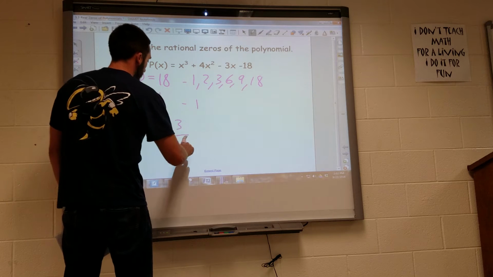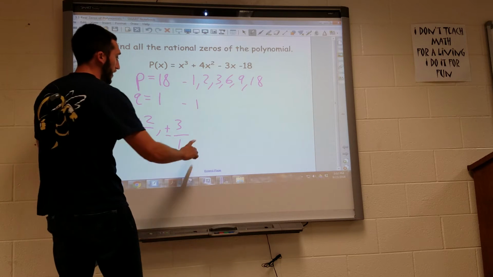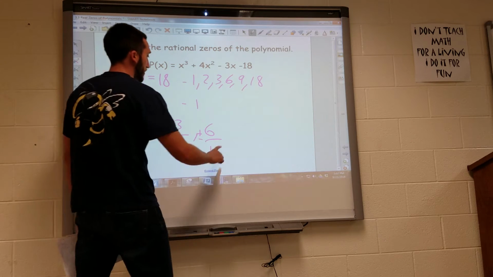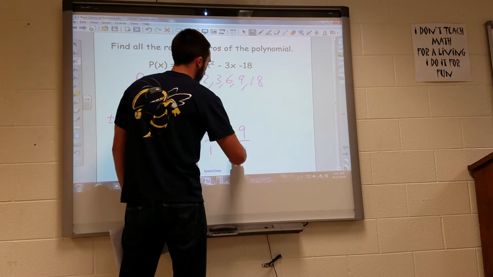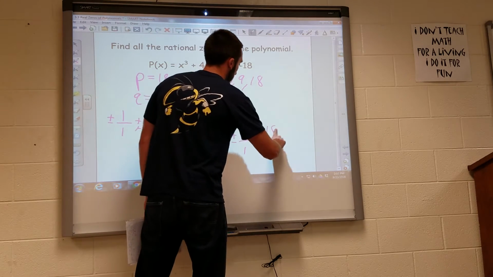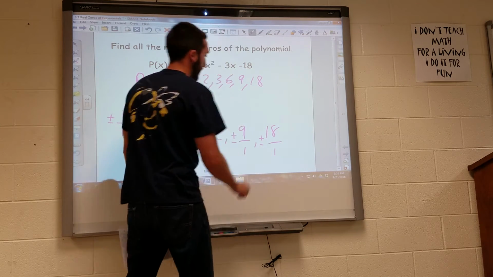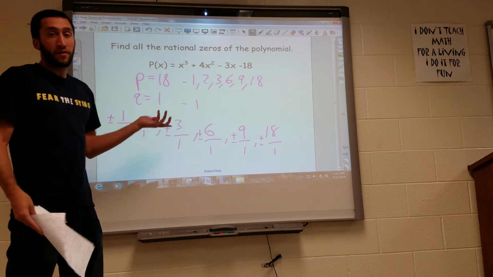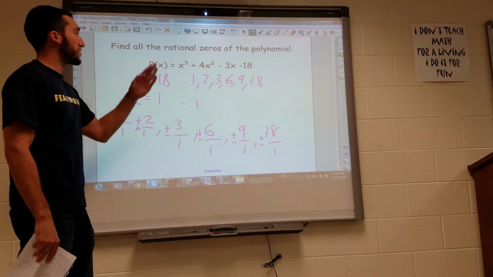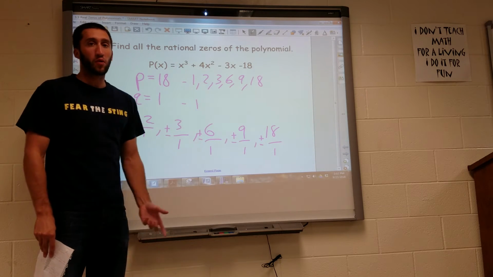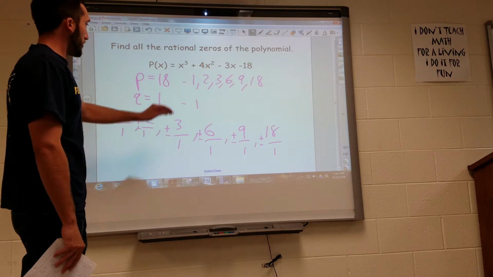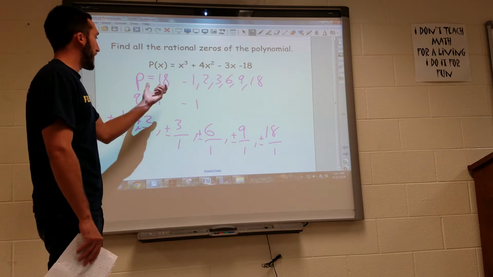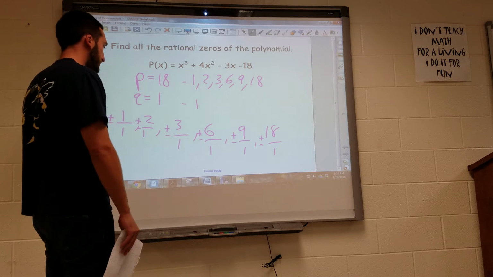Okay, then I take my 3 divided by 1, could be the positive or negative of that. Right, then I take my 6 divided by 1, could be the positive or negative. Then I take my 9 divided by 1, could be the positive or negative. And then I take my 18 divided by 1, and that could be a positive or negative. So the reason why I divide them all by 1 is because 1 is only a factor of itself. And you'll see in the next example when we have a number that has more than one factor. So this one's just dealing with when we have p as our constant, multiple factors, divided by q that only has a factor of 1.